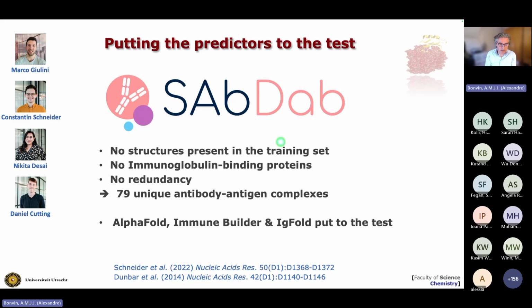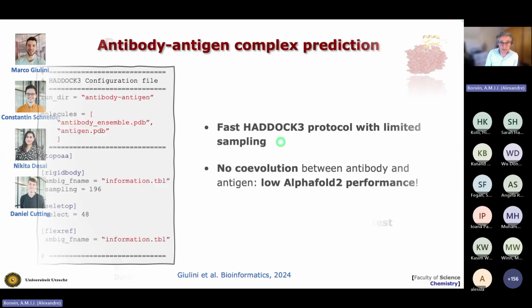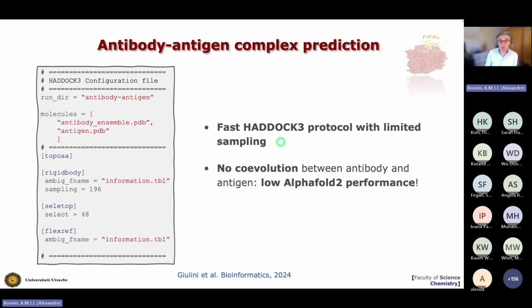So we selected about 80 complexes that had not been seen by any of the AI methods that were trained at the time. It's very important to have a very stringent selection, otherwise your model might have seen your complex before, might have seen something that heavily resembles your complex, and then you're not doing a blind prediction anymore. And we put in AlphaFold Immune Builder, an AI model from Charlotte Dean's group which is very fast and very nice to use, and IgFold, which comes from Jeff Gray. So we put them to the test. We did a very fast HADDOCK protocol, so this is HADDOCK 3, with very limited sampling. We generated only about 200 models at the rigid body stage and refined only 50 of those.